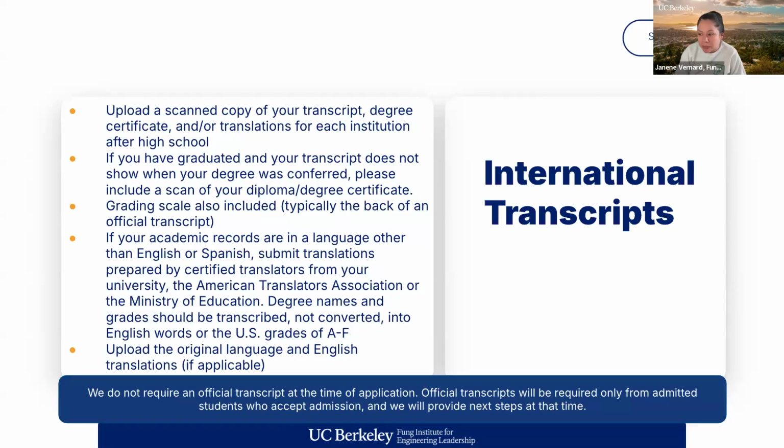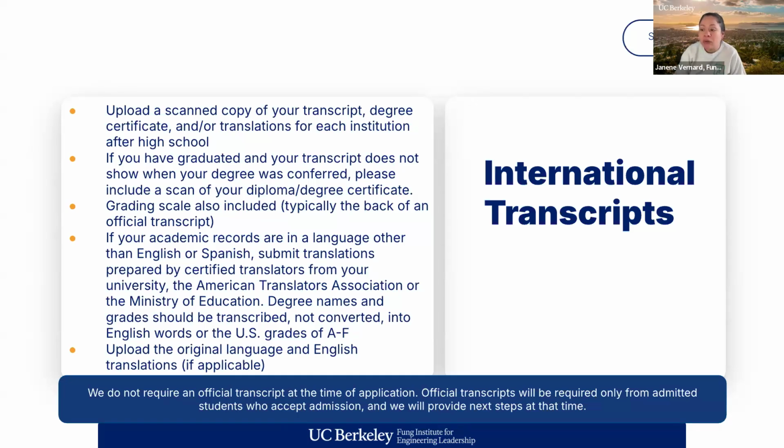If your academic records are in a language other than English or Spanish, you must submit translations prepared by certified translators from your university, or the American Translators Association, or the Ministry of Education. Degree names and grades should be transcribed, not converted in these translations into English words or the US grades of A through F. Then upload the original language and English translations if applicable. But again, this is for languages outside of English and Spanish.